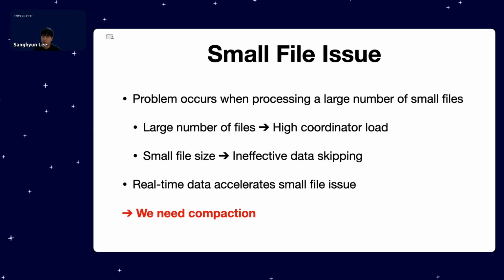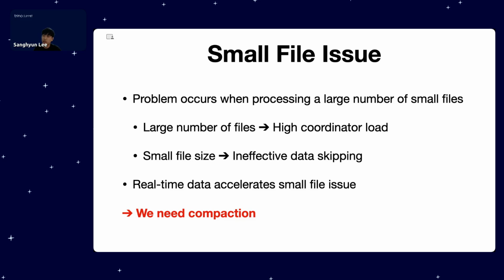Because of the large number of files, Trino coordinator has to create and schedule lots of splits. As a result, this increases the load on the Trino coordinator. Also, because of the small file size, skipping data using index or stat is less effective. In particular, real-time data dramatically accelerates small file issue because we create files frequently to reduce latency.